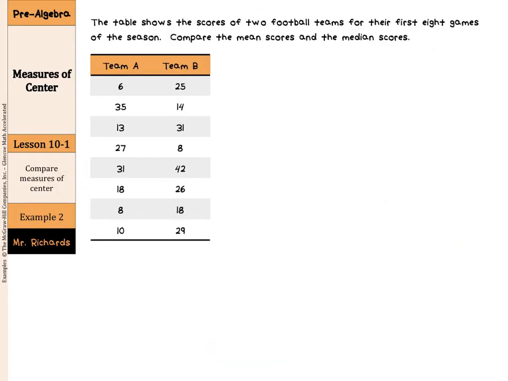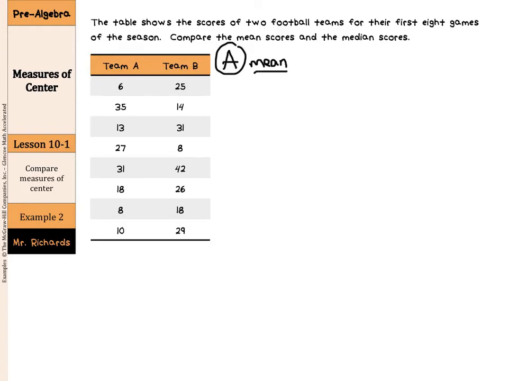In example 2, we are asked, the table shows the scores of the two football teams for their first 8 games of the season. Compare the mean and median scores. Well, let's start with Team A, and let's calculate their mean first.